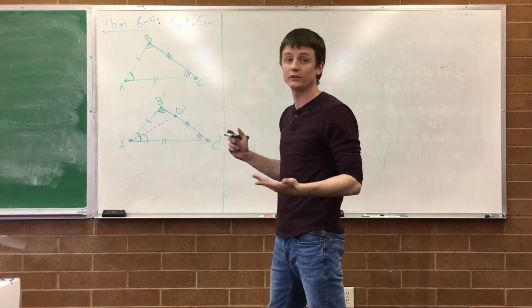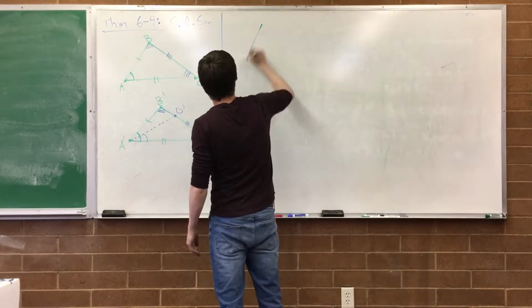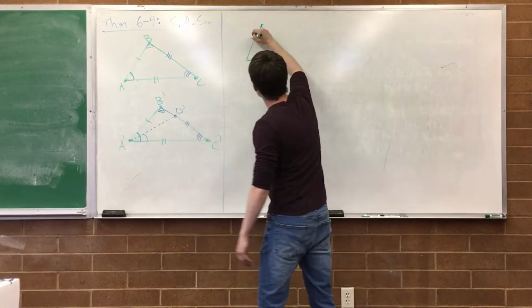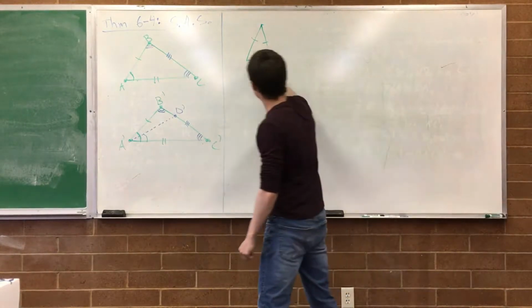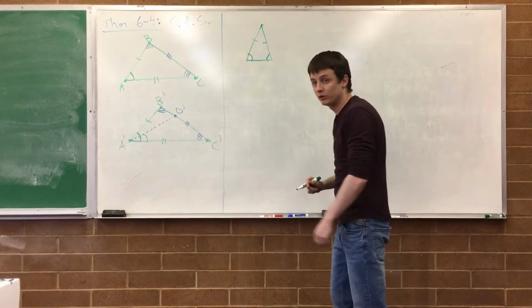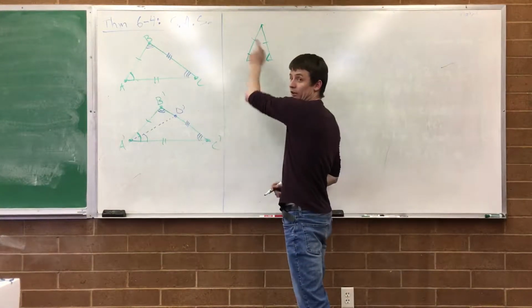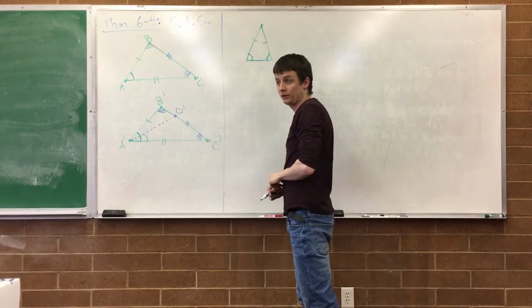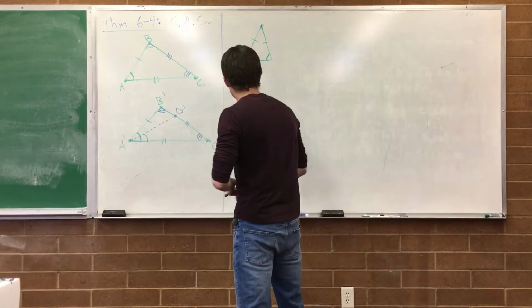Okay, so Theorem 6.6 is, we've already done one very similar to it. So we already proved if I have an isosceles triangle, if that is equal to that, then this angle is equal to this angle. Now we're going to do the reverse. We're going to say if that angle is equal to that angle, that side's equal to that side. Okay?